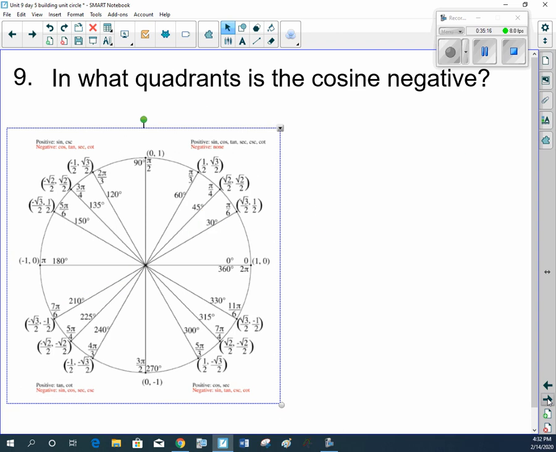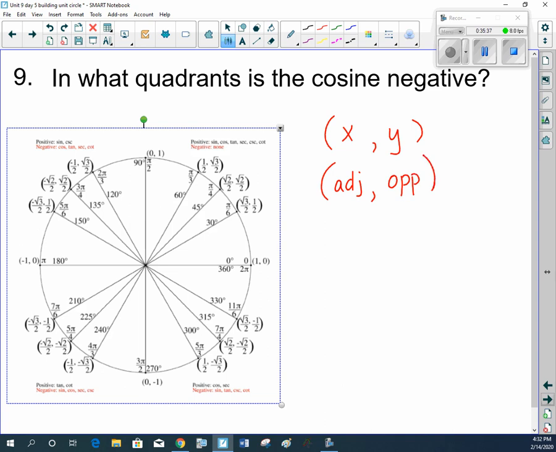In what quadrants is the cosine negative? Okay, well, let's put this back up here again. So remember, we have these ordered pairs. So X and Y, that's how we got these points on our unit circle. We are learning that the X value is the same thing as the adjacent side. The Y value is the same thing as the opposite side because we're in the unit circle and our hypotenuse is 1. This is not always true. It's just true for the unit circle. And then we're learning that also matches up with cosine theta and sine theta.